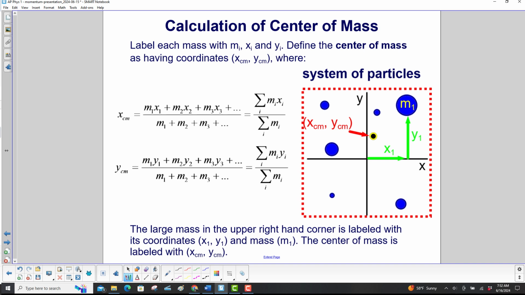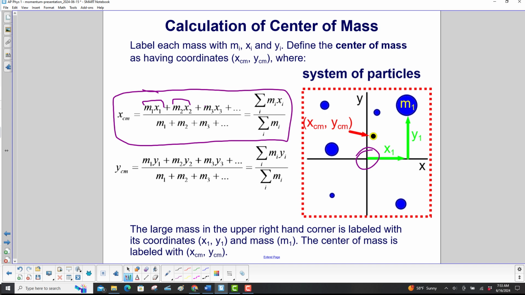Define the center of mass as having coordinates x center of mass and y center of mass, where, and this is how you calculate x center of mass. Same thing for y, just replace x with y. So you have the mass of an object times its x distance from the origin right here, and this would be m2x2, m3x3, and you do that for all your particles. And that's what this symbolism is, the summation of all m_i x_i. And then the same thing for y center of mass.